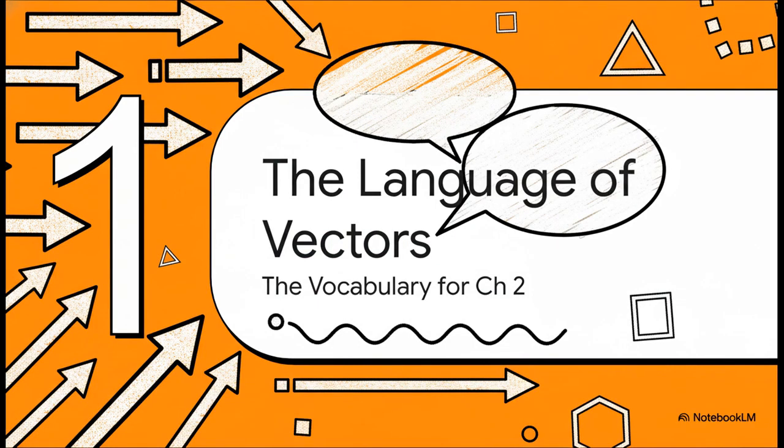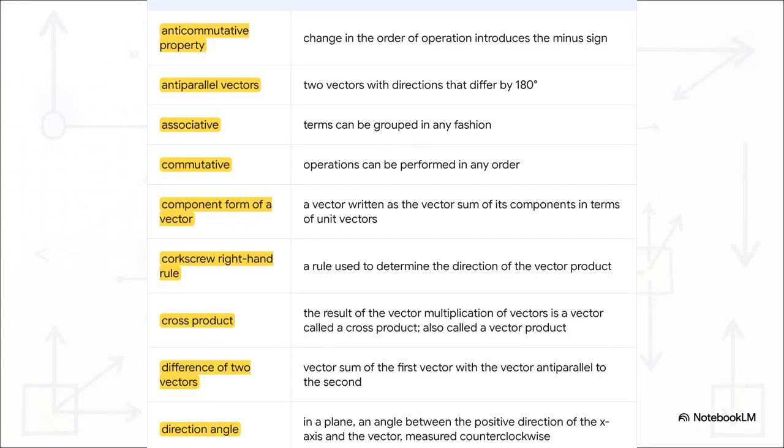Okay, first things first, let's make sure we're all speaking the same language. This part is all about the must-know vocabulary from this chapter. So here's our first batch of key terms. We're not going to read every single one, but this is your chance to hit pause and really soak them in. You'll want to pay special attention to words like commutative and associative. Think of them as the basic rules for adding vectors. They tell us that, hey, the order and grouping don't matter.